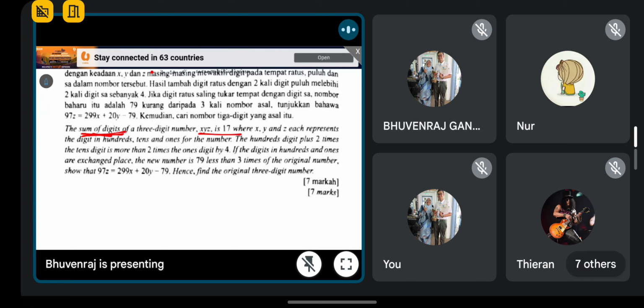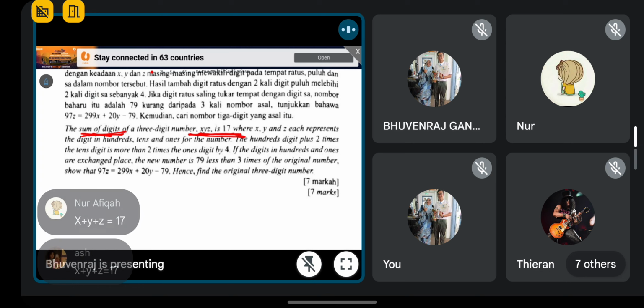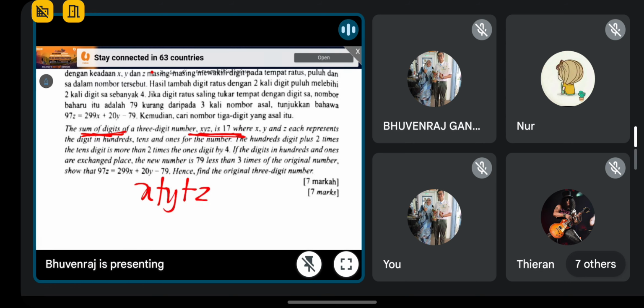Okay, read together. Sum of digit XYZ is 17. Okay, so can you guys type for me? What is the first equation you can identify from here? Apa persamaan pertama tu? Yes, very good. Betul. X plus Y plus Z equals 17. Okay, because they say sum of each of the digit. Setiap digit tu kamu tambah dalam nombor 3 digit, you will get 17.